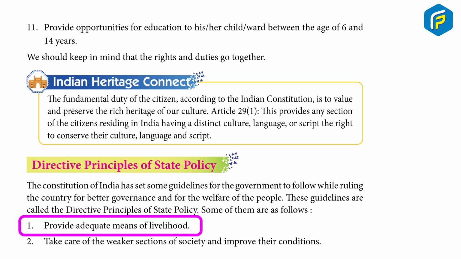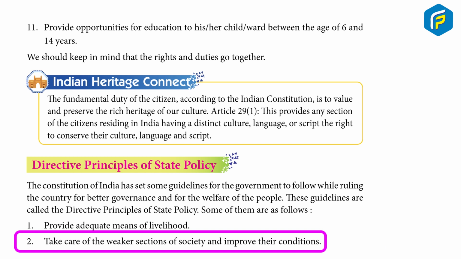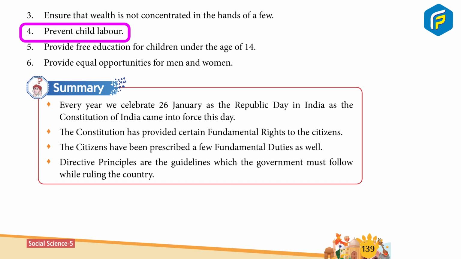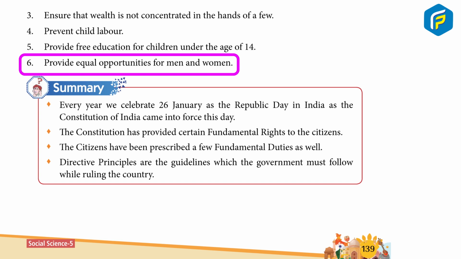1. Provide adequate means of livelihood. 2. Take care of the weaker section of society and improve their conditions. 3. Ensure that wealth is not concentrated in the hands of a few. 4. Prevent child labor. 5. Provide free education for children under the age of 14. 6. Provide equal opportunities for men and women.